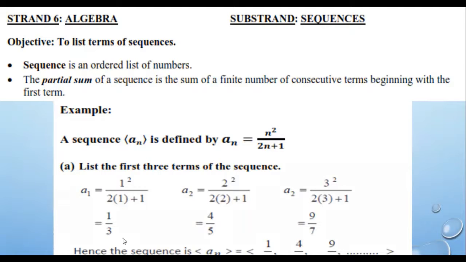So to find a1, instead of n, put 1. 1 squared over 2 into 1 plus 1, the answer is 1/3. Similarly, to find a2, 2 squared upon 2 into 2 plus 1, 4/5. To find a3, it will be 3 squared upon 2 into 3 plus 1, you get 9 upon 7. So that's how we find the sequence.